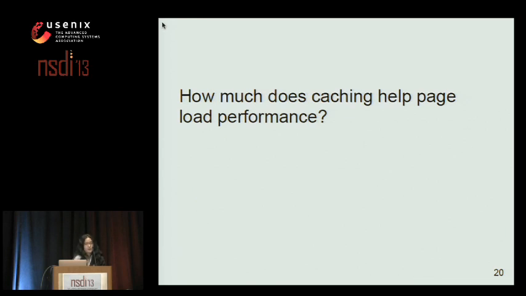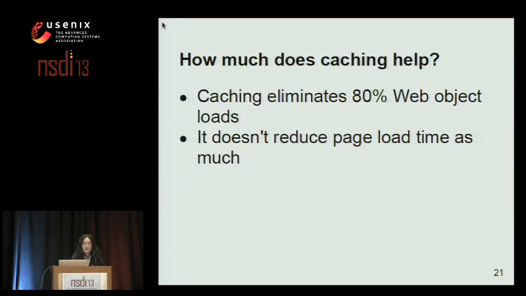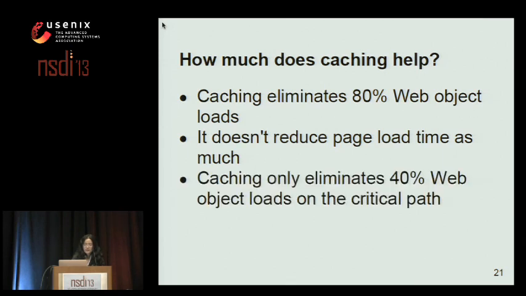The second question we try to answer is, how much does caching help page load performance? As expected, caching can help a lot. Our results suggest that caching eliminates 80% of the web objects, but it doesn't reduce page load time as much. So why? By looking at the critical path using our WProf tool, we find that caching only eliminates 40% of the web objects on the critical path. This explains why caching does not help as much as we expected.